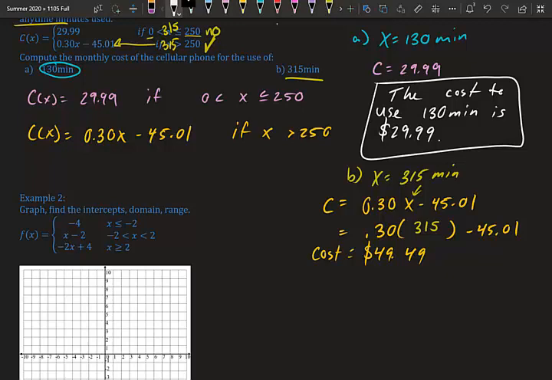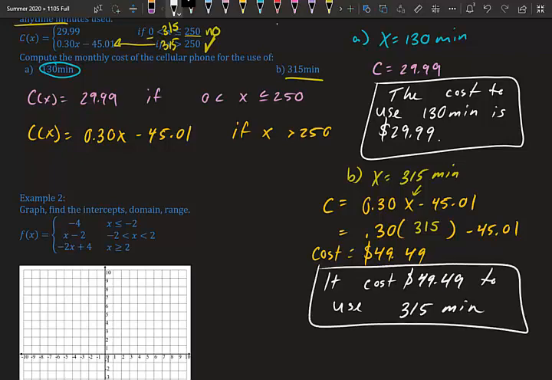We have to write it as a sentence. So it costs 49.49 to use 315 minutes.